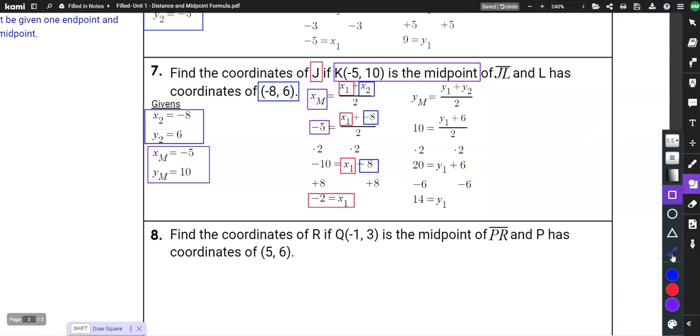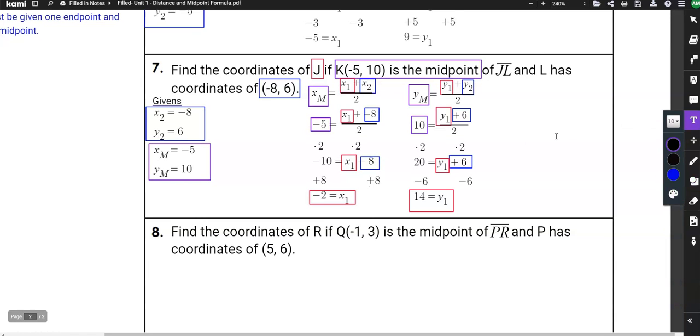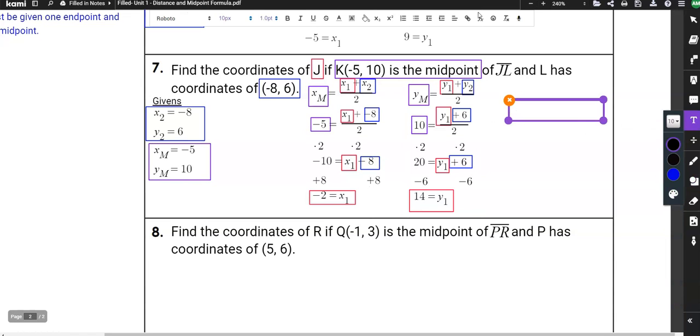And then what we're going to do is put that information together to reflect the final answer. So our final answer is that J is going to be located at -2, 14.